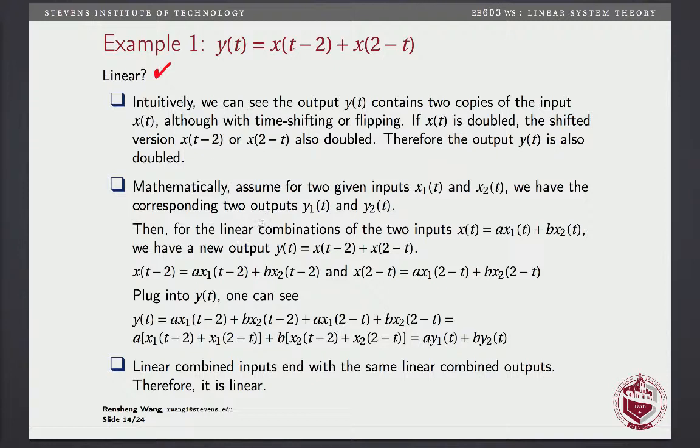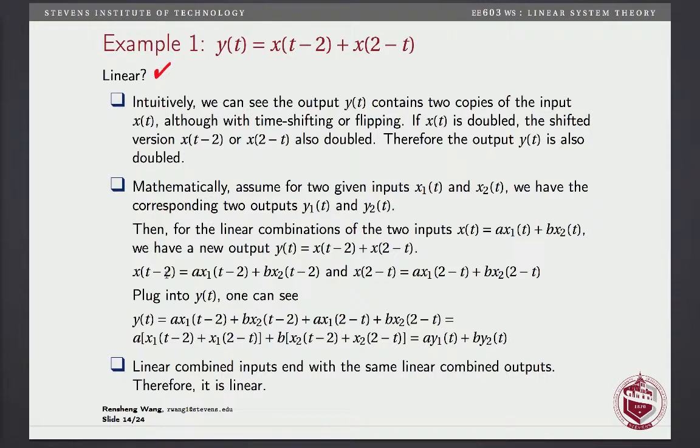Mathematically, we need to do something like this. We assume we have two given inputs, x1 and x2. They generate two separate outputs, y1 and y2. Now for a new input that is a linear combination of the two inputs, x equals a x1 plus b x2, we should have a new output y. This y from the system should be x(t minus 2) plus x(2 minus t). Now what's x(t minus 2)? Based on here, x(t) equals this.